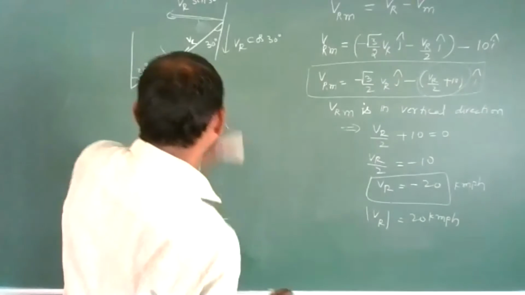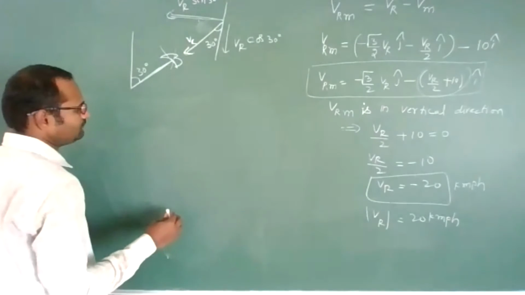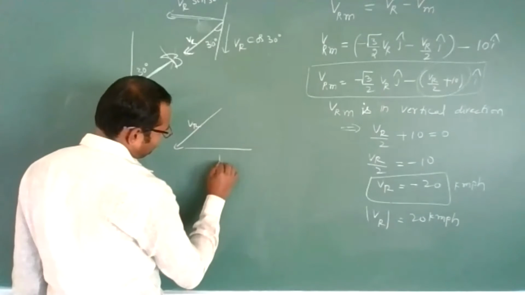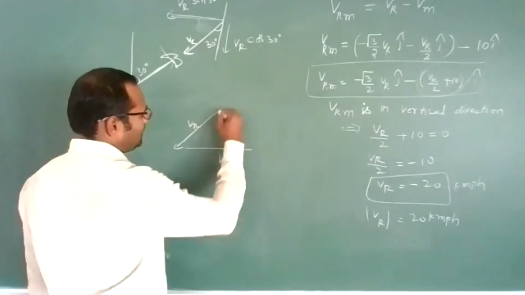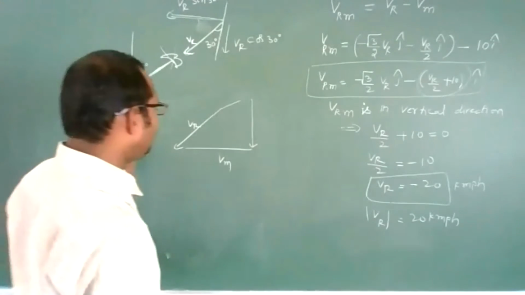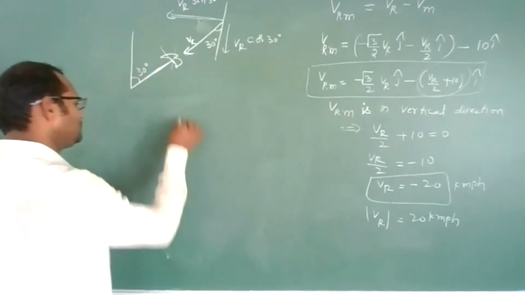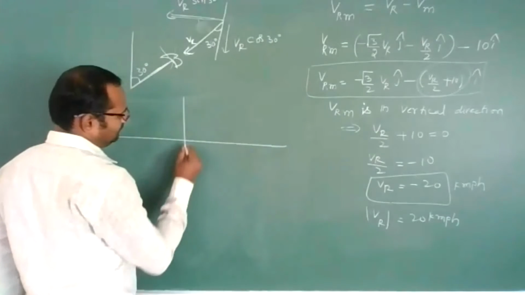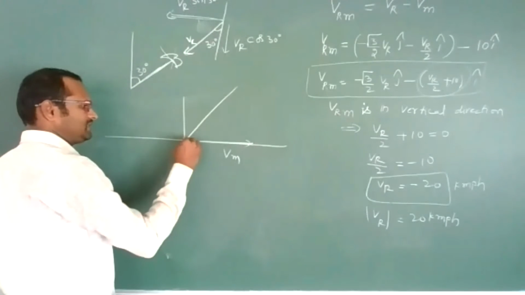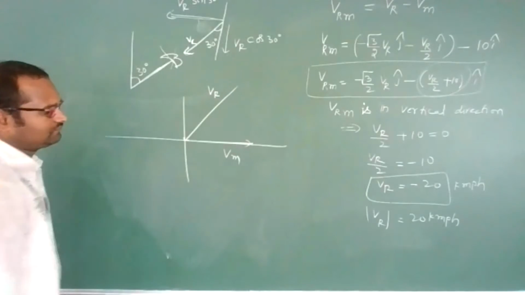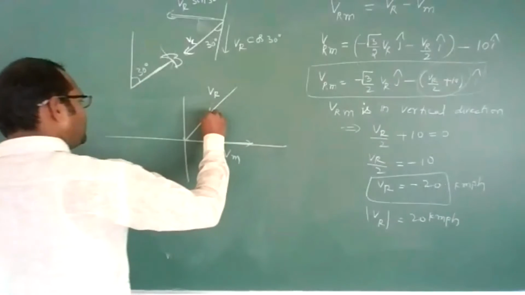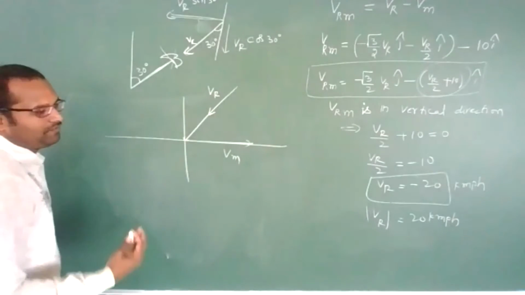Okay, I'll draw this diagram so that you understand clearly. Rain is falling like this, man is moving like this. So velocity of rain with respect to man will be like this. I'll draw this in vector form. See, this is velocity of man. Rain is falling like this. This is velocity of rain. Clear? This is velocity of rain with respect to man.